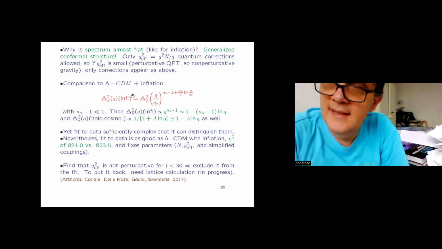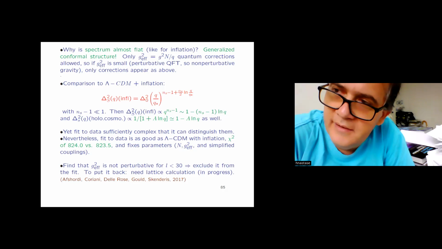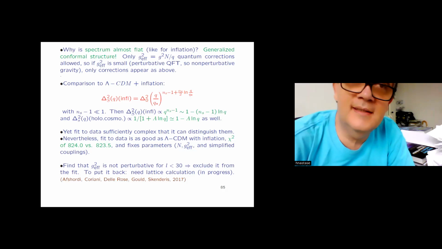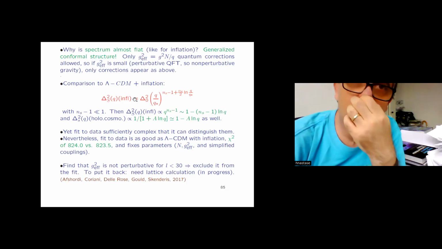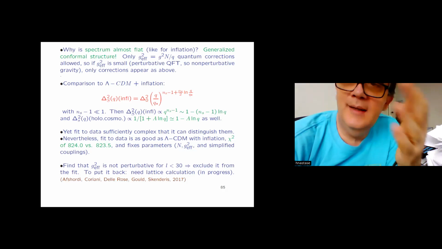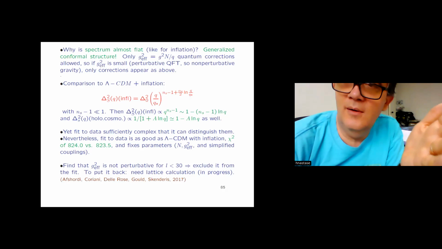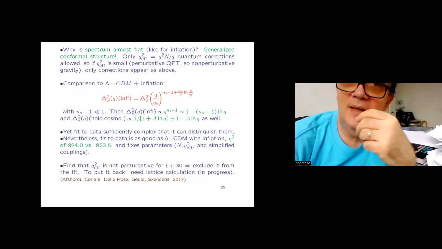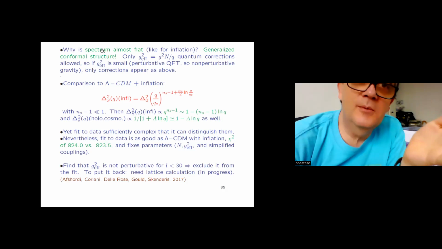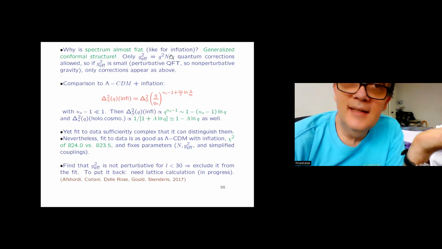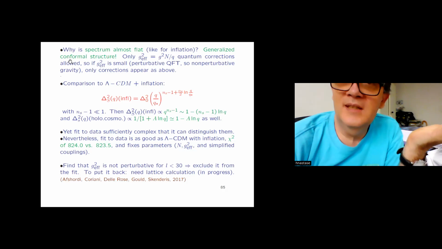So now let's understand a little bit, since this is the part that confuses most people, I think. Let's insist on the issue of why we get a spectrum that is almost exactly the spectrum obtained from inflation fluctuations for the CMBR. So in particular, why is the spectrum almost flat? Well, the answer is this generalized conformal structure.